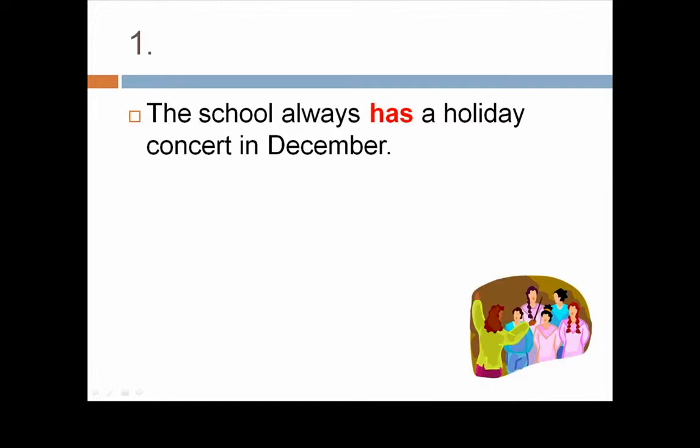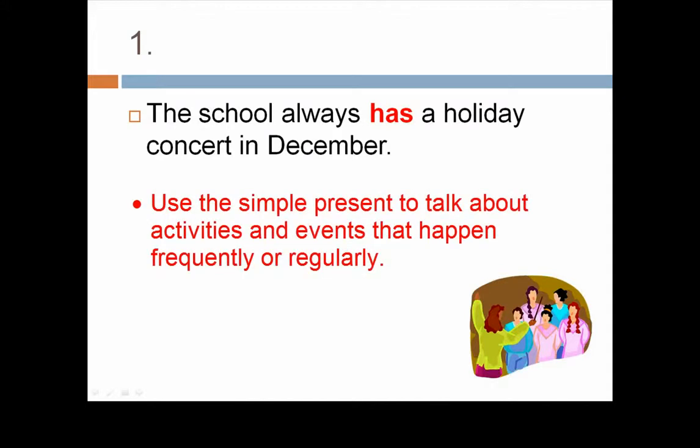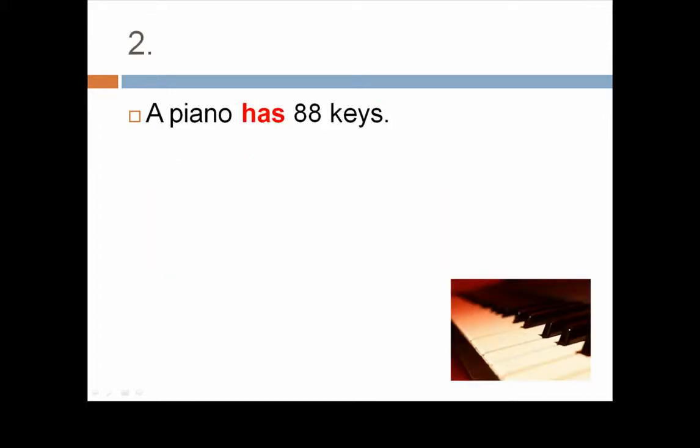1. The school always has a holiday concert in December. Why do we use the simple present? The concert is a regular event. 2. A piano has 88 keys. Why do we use the simple present? Because this is a fact.